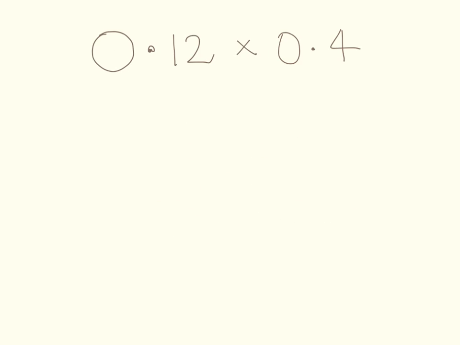If you want to multiply two decimals together, I would think about the question without decimal points. So firstly, what is 12 times 4? 12 times 4 is 48. Then I go back to the question. How many decimal places are in the question?